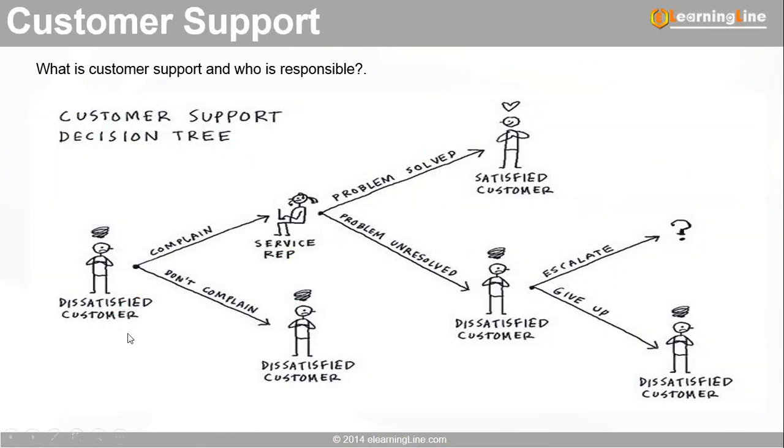Now, if you see here, a dissatisfied customer who doesn't complain stays dissatisfied. So this ends over there. But if he does complain, there are two possibilities. For the dissatisfied customer, if the problem is not resolved, and he just gives up and leaves it, then again he is still dissatisfied. Whereas if he escalates the issue, it will end up in some level of agreement or satisfaction which can be managed for the future, which can be beneficial for the future.